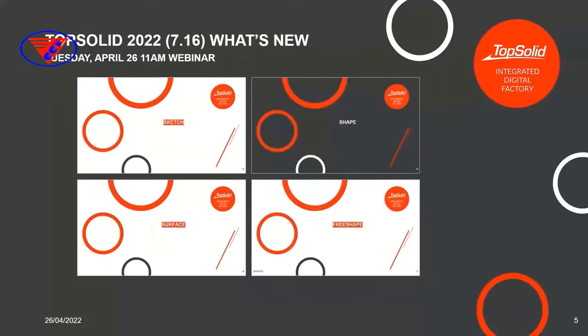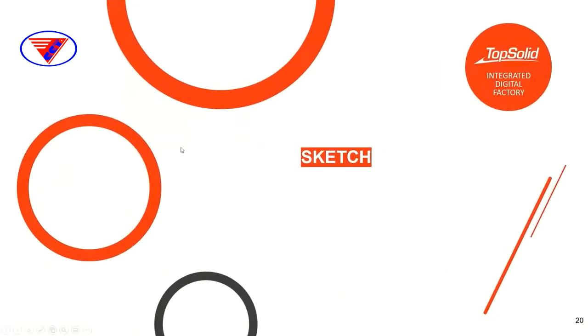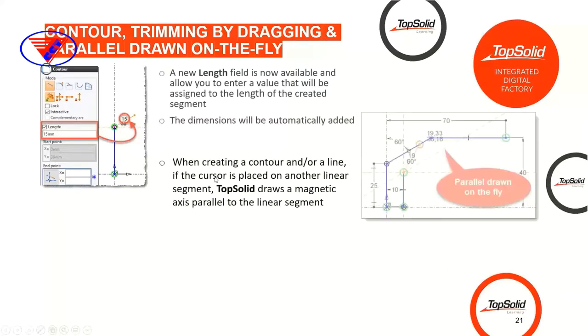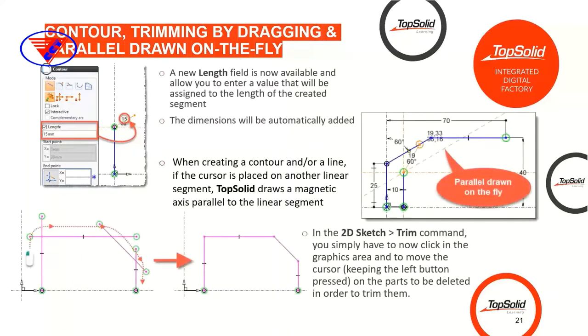So in this next section of webinars, we are going to focus on TopSolid design, and we're going to talk about some of the new features within the sketcher, the shape menus, the surfacing menus, and the pre-shape command. Let's just dive right in. So what's new in the sketcher? We've done a lot of, I think, really nice functional improvements in the sketcher this year.